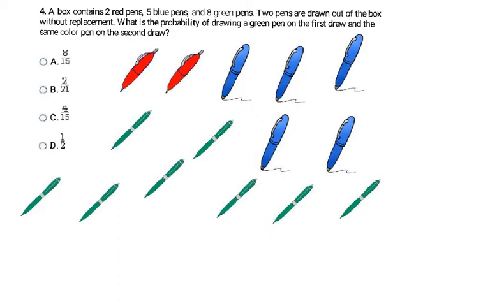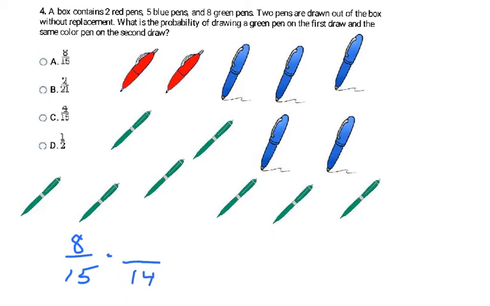So the first time around, if I count up all of my pens, I have 2 plus 5 plus 8. I have 15 total pens. And so it says, what is the probability of drawing a green pen on the first draw? So I have 8 green pens in that box. So I have 8 chances of drawing a green pen out of the 15. Now the second time, I don't put that pen back. So now there's 14 pens in that box.